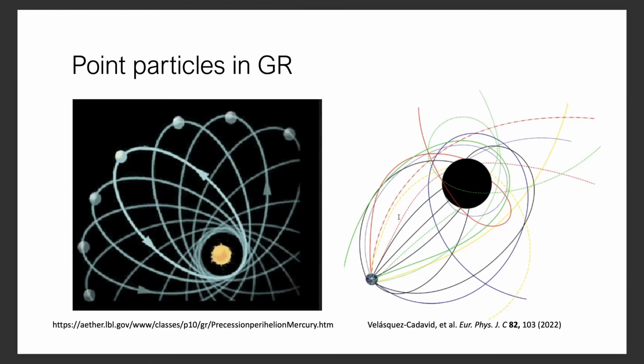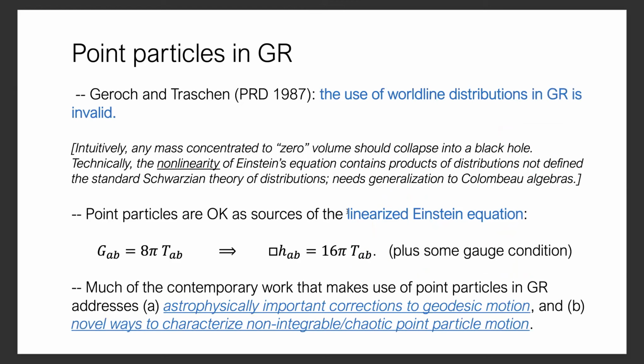So our own work here is motivated. Sorry, before I get to that, there is a caveat to using point particles in GR. Already in 1987, a now classic paper by Geroch and Traschen warned us that the use of these world line distributions is in fact quite invalid, which is a surprising result considering that, as I've said, point particles had been used for many, many decades before the 1980s, ever since the discovery of Einstein's GR.